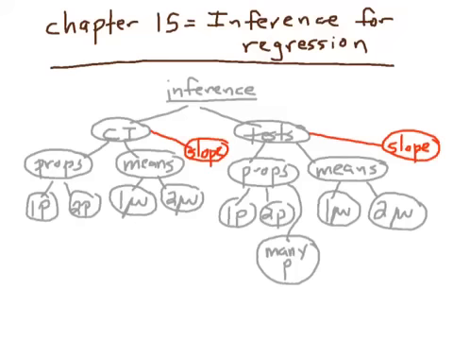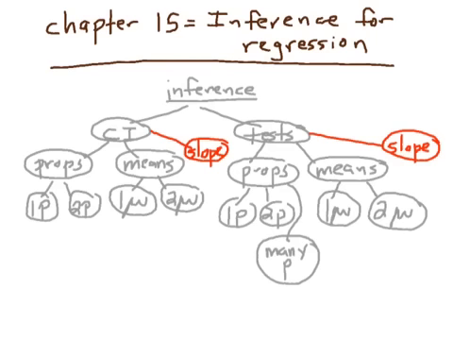So welcome back, everybody. This is chapter 15, which is all about inference for regression. New type of inference. And I've drawn here kind of the big tree diagram of all the different kinds of inference we've learned really since we started doing inference way back in chapter 10.